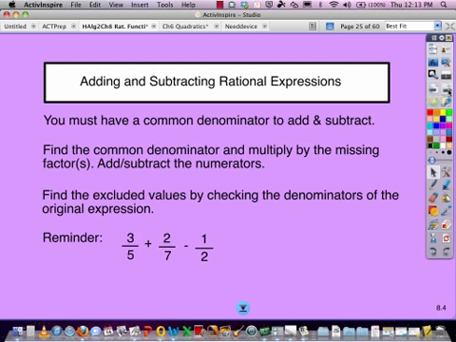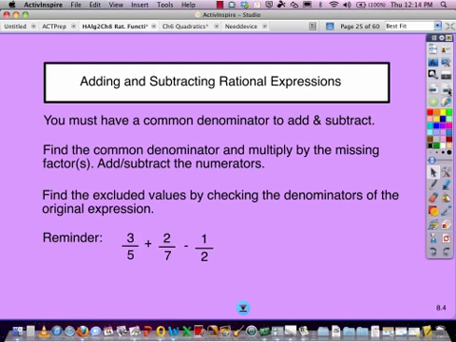You must have a common denominator to add and subtract. You hopefully remember that. Find the common denominator and multiply by the missing factors, only when needed, because some of them might be the common denominator, so you only have to change one of the fractions. And then add and subtract the numerators, keeping the denominator the same.